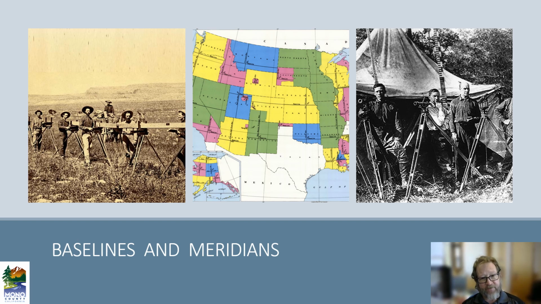So the first thing the surveyors did was go out to these start points, these baselines and meridians, which are basically lines of latitude and longitude. And from these lines of latitude and longitude, the survey parties would begin surveying out their grids. And we call these lines of latitude and longitude baselines and meridians.